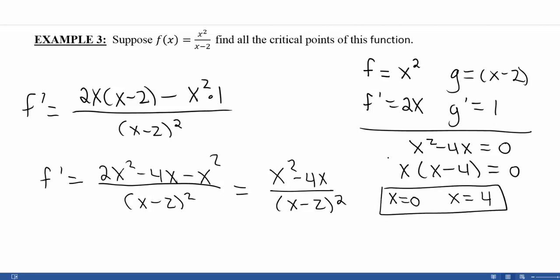However, I also have to consider if my denominator equals 0, because if my denominator equals 0, my function will be undefined. So the question is, will x minus 2 squared ever equal 0? Is there a value of x that I can plug in to make this equal to 0? And the answer is yes. If x equals 2, then the denominator is going to be equal to 0 and is therefore undefined. So I have a third critical point here, which is x equals 2. So this function has three critical points: x equals 0, x equals 4, and x equals 2. So again, don't forget to check about undefined when you have denominators in your derivative.